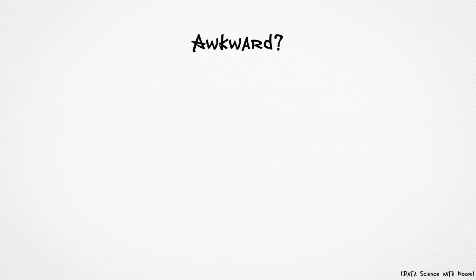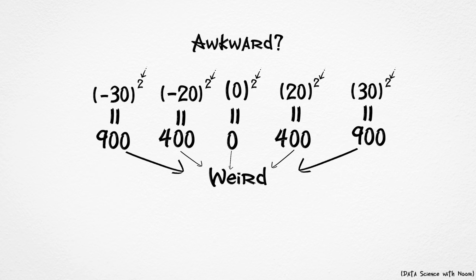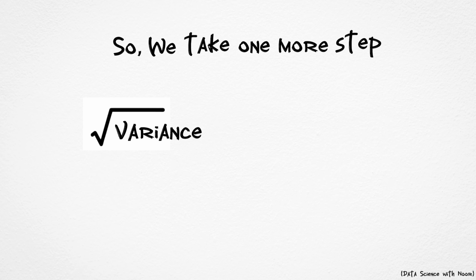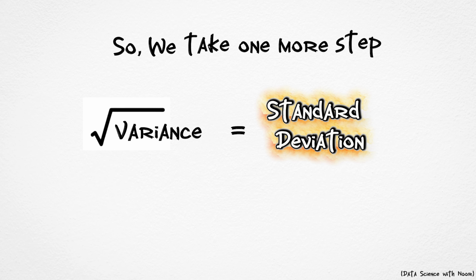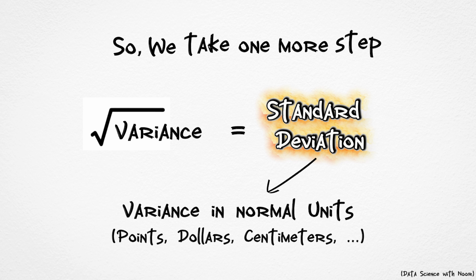But there's one awkward thing, because we squared everything. The units get weird. If scores are in points, variance is in points squared, which nobody actually says out loud. So we take one more step. We take the square root of the variance, and that gives us the standard deviation. Standard deviation is basically variance, but in normal units again. Back to points, dollars, centimeters, whatever you are measuring.